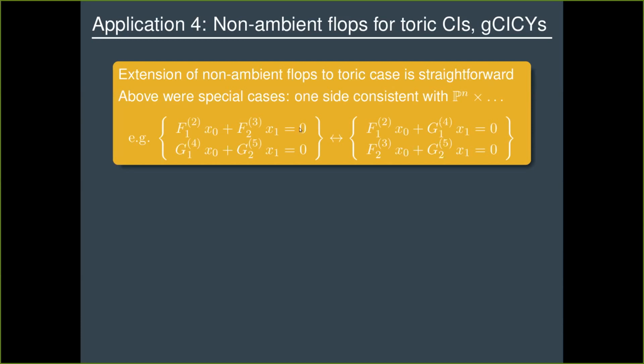But here's an example where that wouldn't be consistent. You might have an order 2 polynomial here and order 3 here, and order 5 and order 4 here and order 5 here. So this is not consistent with having a product of projective spaces as your ambient space. In particular, x0 has to scale like a y as well as an x in order to make this consistent. And then following the same prescription for the flop, you would just switch F2 and G1.